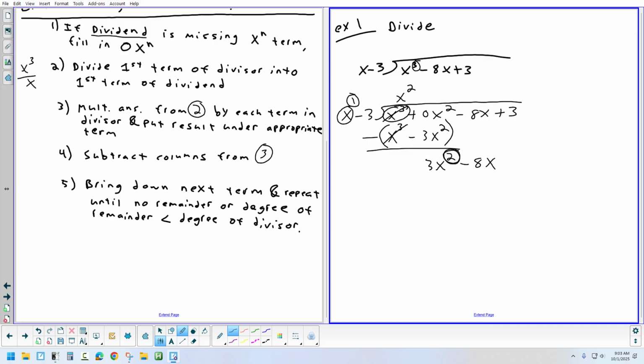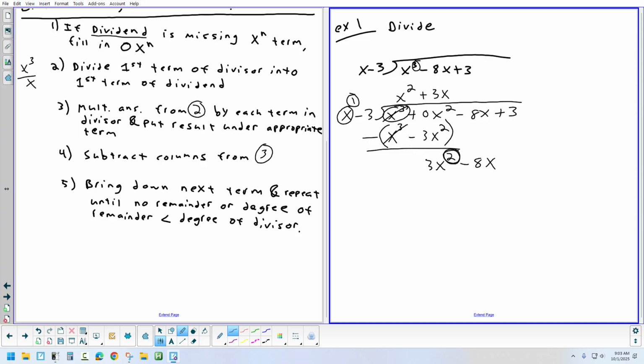So now let's do it again. So now divide 3x squared by x. What's 3x squared divided by x? Yep. 3x. Put that there.